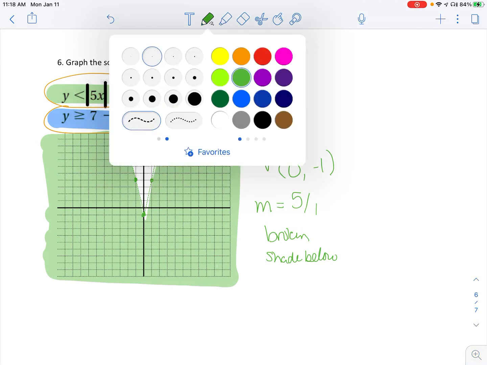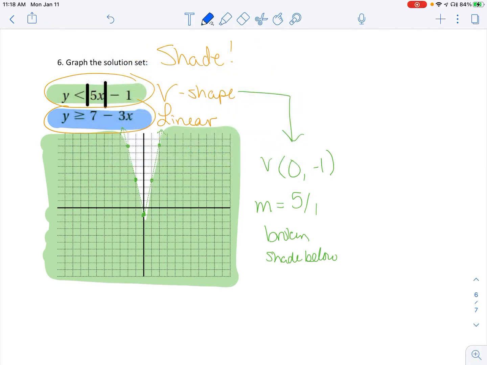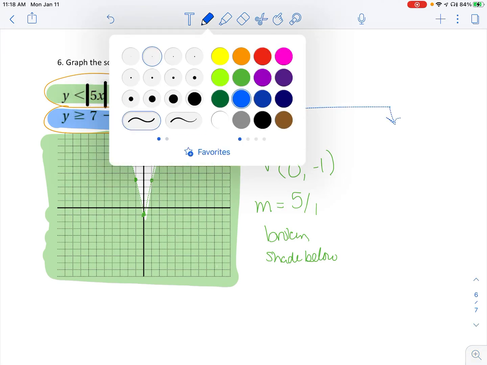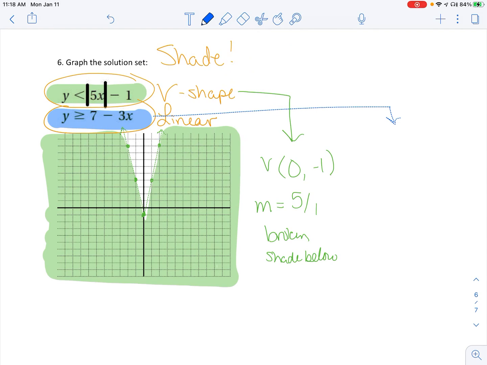All right, now for the blue. The blue is linear, so this is just a straight line. Let me make that solid for you. The slope is -3 over 1, and the y-intercept is 7. You guys know that. So 7, 1, 2, 3, 4, 5, 6, 7. Down 3 over 1, down 3 over 1. Straight line, this is solid. The line is solid, and we are going to shade above.